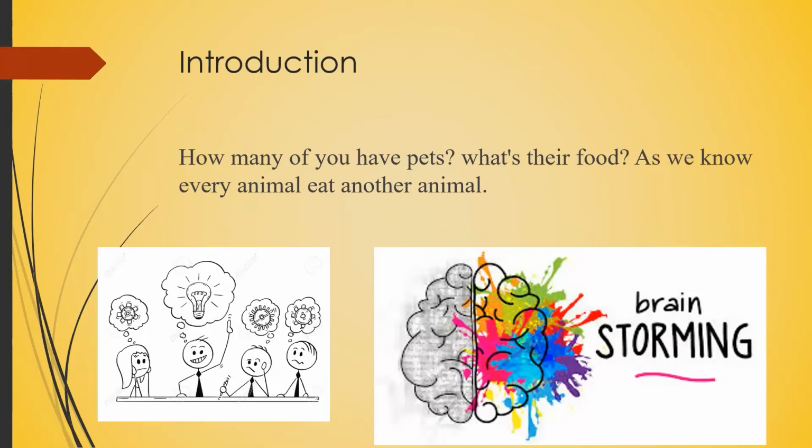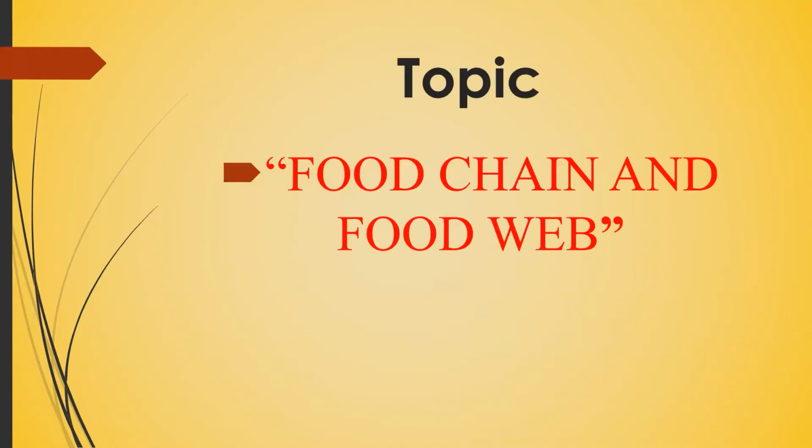How many of you have pets? What's their food? As the cat is a pet and it eats fishes, earthworms, cockroaches. So we know every animal eats another animal, and this process makes a chain called a food chain. And this is our today's topic: food chain and food web.